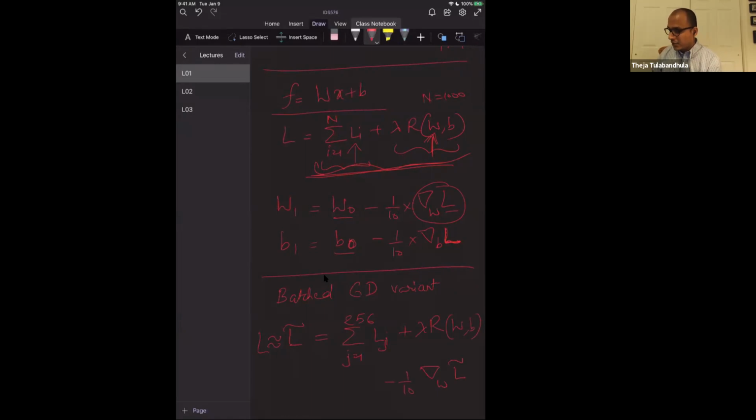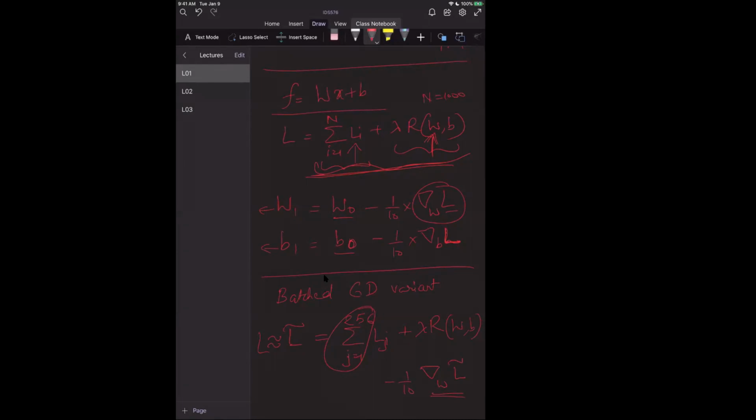Now, which 256 I'm going to use to define this gradient is my choice. It could be a random 256 examples, or it could be the first 256 in the first iteration. From here, I need to go to W2, B2. So in the next iteration, maybe I'll choose the next 256, and so on. Is that clear? Yeah, it's clear.